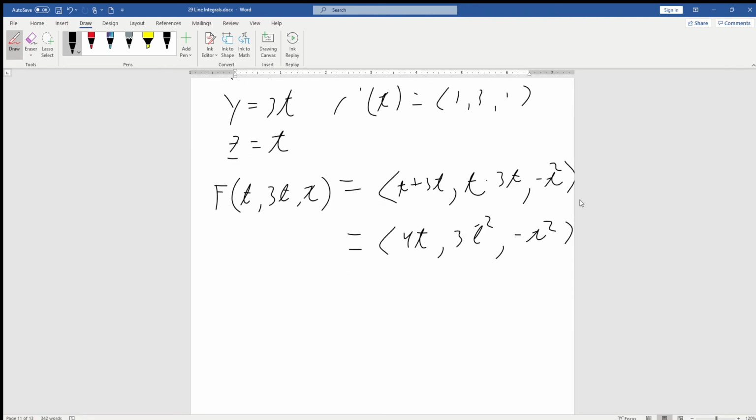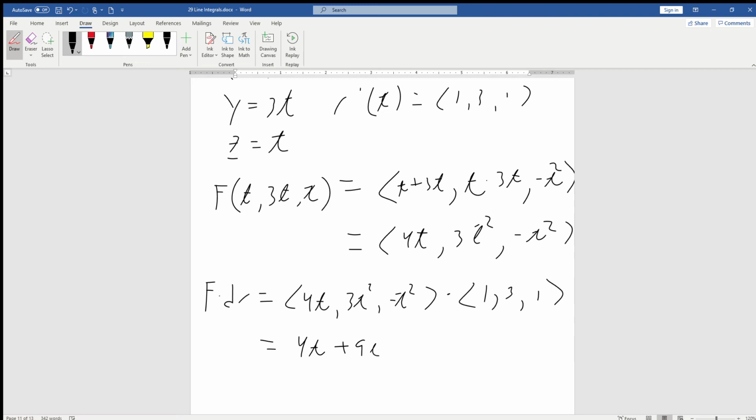So f dot dr is going to be equal to, f was (4t, 3t squared, minus t squared), and dr, the derivative of r, (1, 3, 1). So f dot dr is going to work out really nicely. That's going to be 4t plus 9t squared minus t squared, or in other words, 4t plus 8t squared. That's going to be our integrand. We're going to hold on to that.